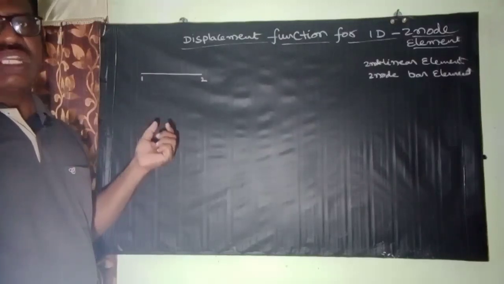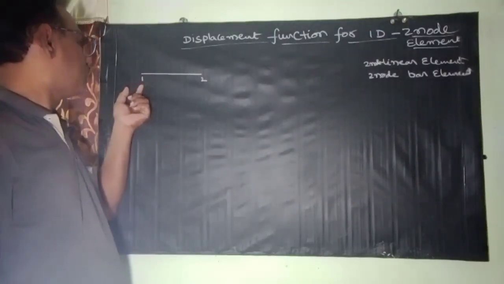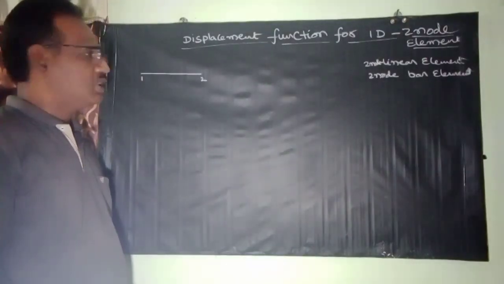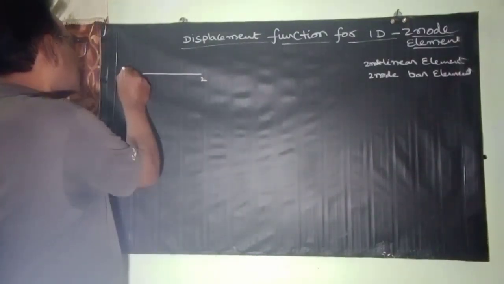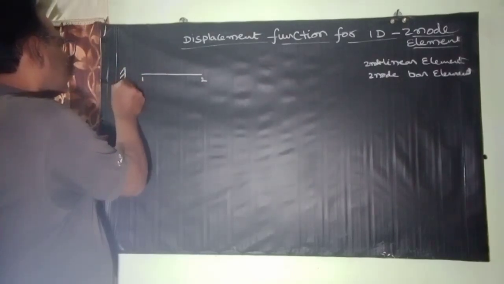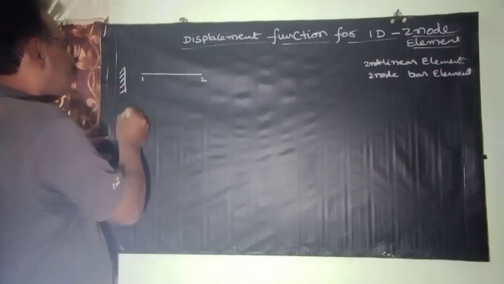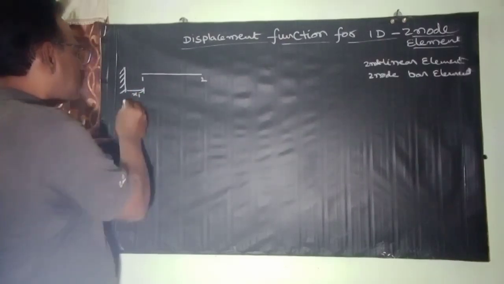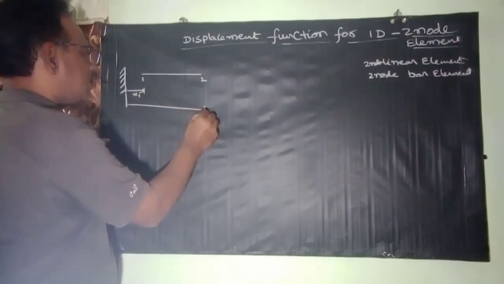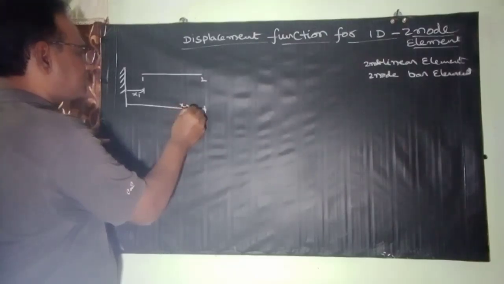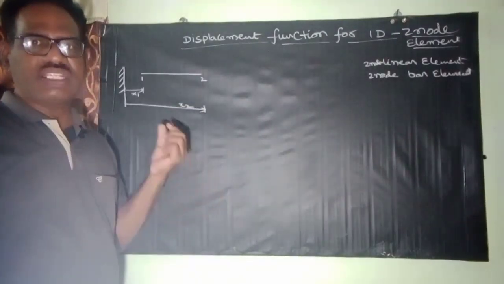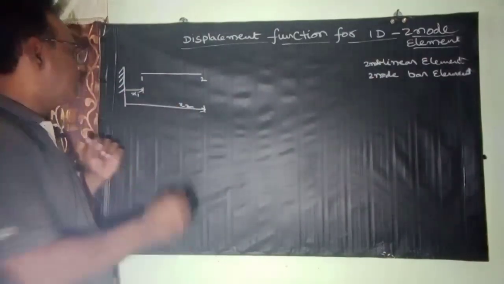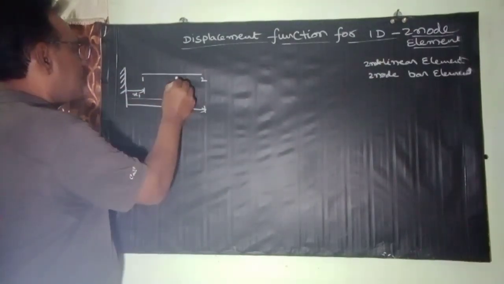Now, in order to describe the locations of the two nodes, we are going to take a coordinate system. For this, we consider the Cartesian coordinate system, taking the origin here. Node 1 is at a distance x1 because it is one-dimensional, and the other node is at distance x2. If you want to find any location on the element, we consider that as x.